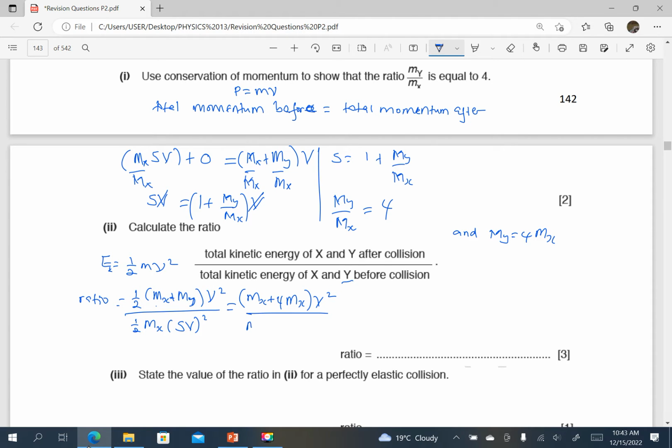I have mx times 25 v squared. And you also notice that v squared has also cancelled out. So I'm remaining with 5 mx divided by 25 mx. And mx has also cancelled. So I now remain with 1 over 5, which is actually 0.2.